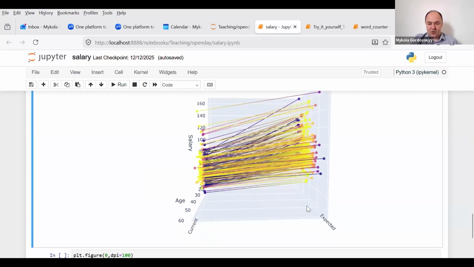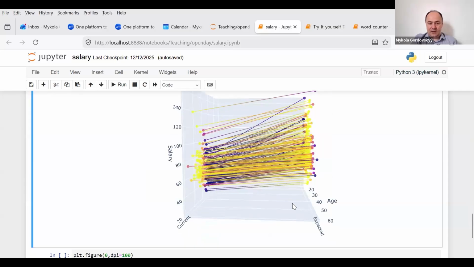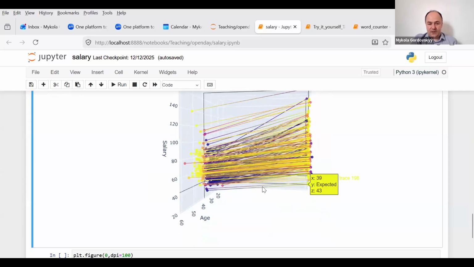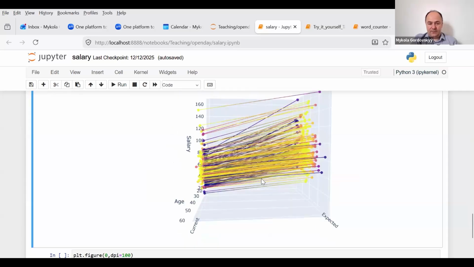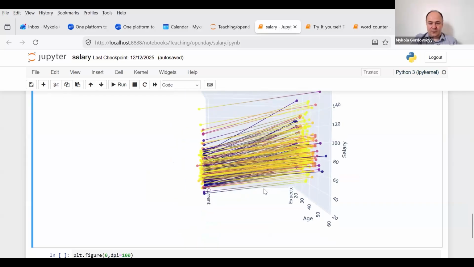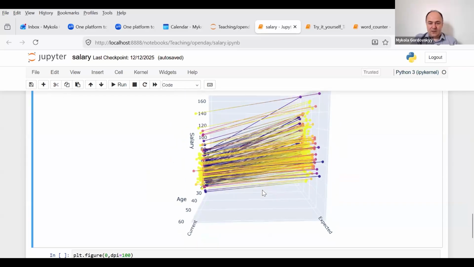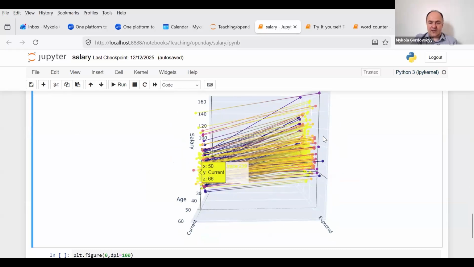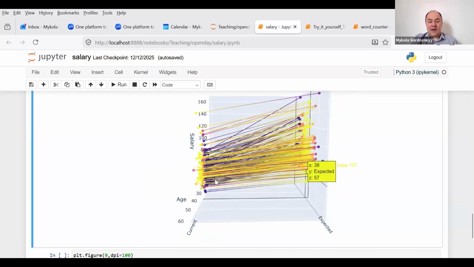Yeah, that's here. So as you may see, it looks almost identical to what we saw before. Okay, I'll try to stabilize this. So that's current salaries and that's expected salaries, and everyone expects salaries to grow with time.